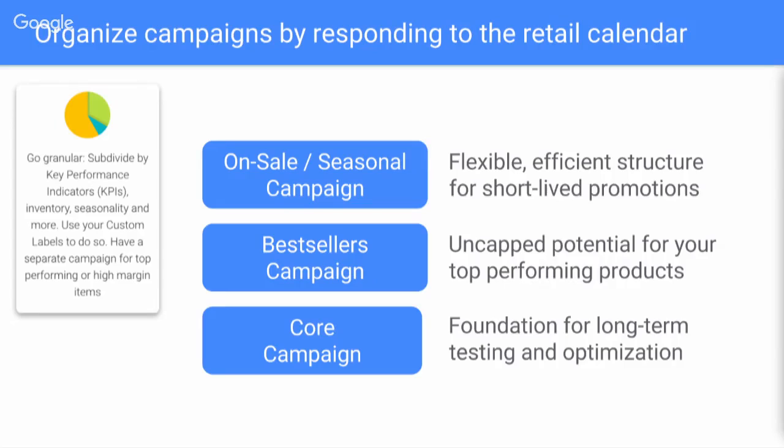And then the last one is, of course, flexible and efficient short-lived promotions. These are things like seasonal campaigns, maybe for fall, spring, summer, or certain sales that you have. So it's natural to stack on top of your core campaign, perhaps a bestseller campaign, and then to also have some seasonal ones that are time-bound. So keep this structure in mind when you think about your retail calendar and planning out what your approach looks like for the whole calendar year, as opposed to just right now.